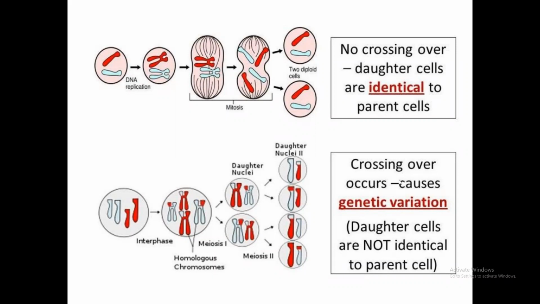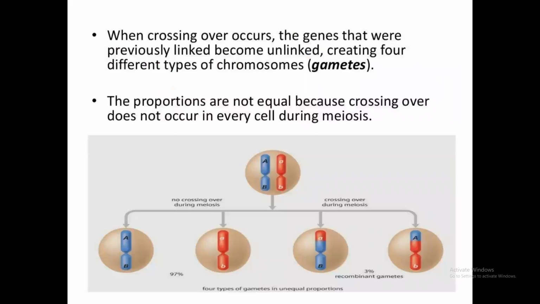Okay, clear? How much time is left? We are having some time. When crossing over occurs, the genes that were previously linked become unlinked, creating 4 different types of chromosomes. Here you see, we are having 4 types of combinations. This is parental, and this is recombinant type, and this is recombinant type, because there is a crossing over here. Understood? So how many gametes did we get? 4 types of gametes. But the parental combination has a higher percentage, and recombinant combinations have a lesser percentage.